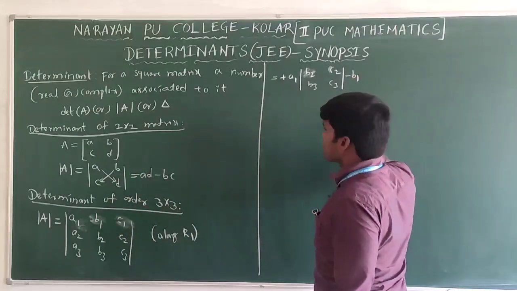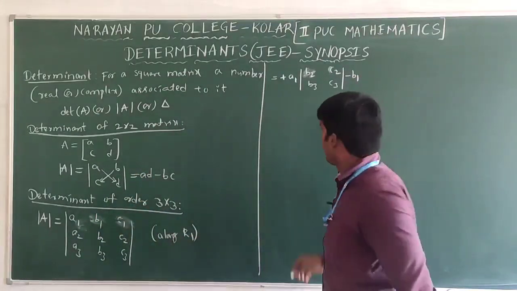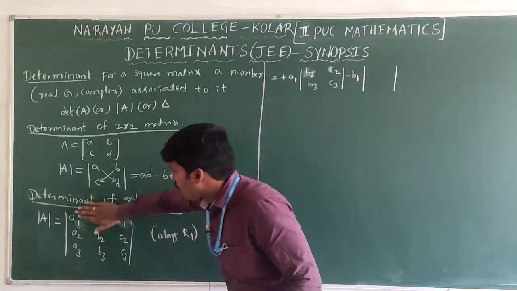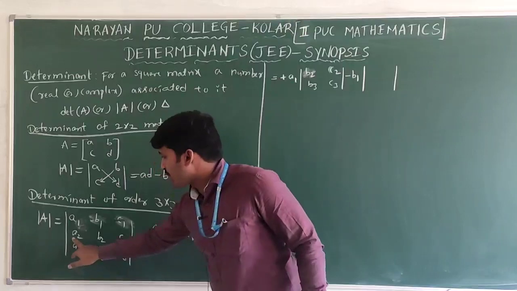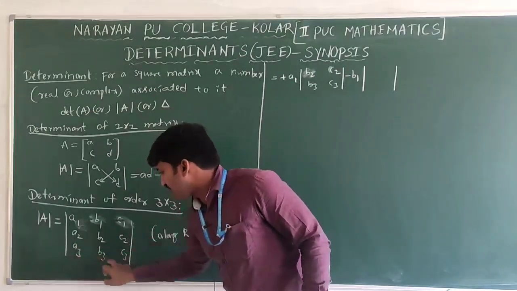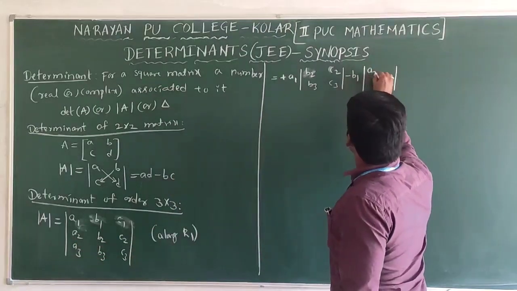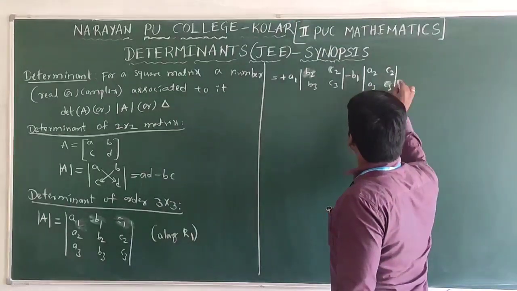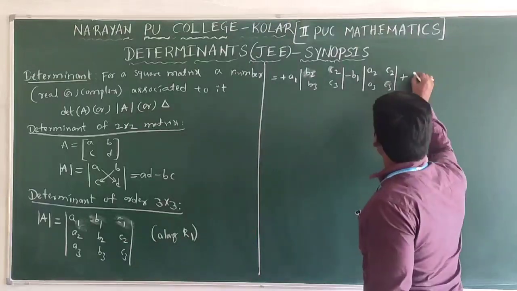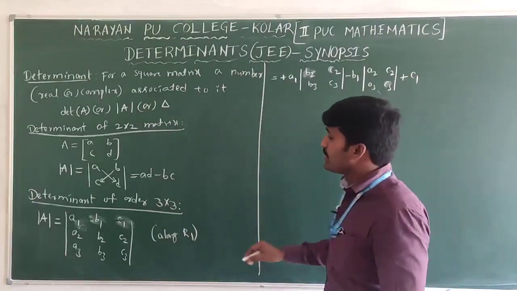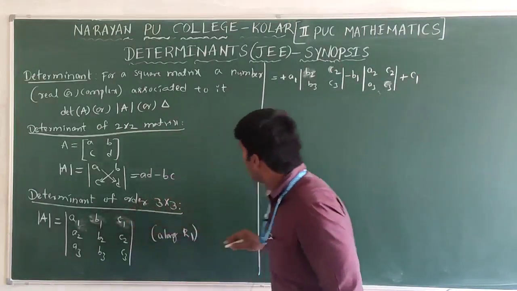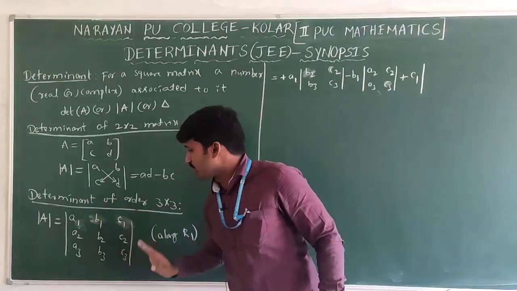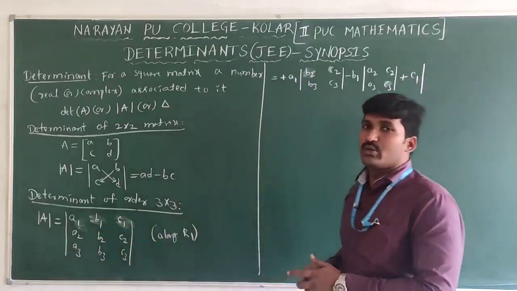Minus. What is the element in that position? b1. Now again, b1 is lying in the first row, second column. Delete the first row, second column. What remaining elements? a2, c2, a3, c3. Last sign is plus. The element is c1. c1 is lying in the first row and the third column. Deleting, what remains? a2, b2, a3, b3.